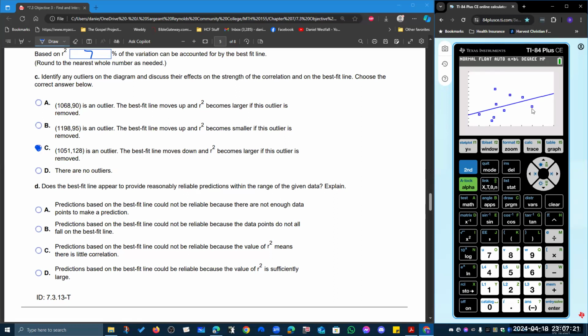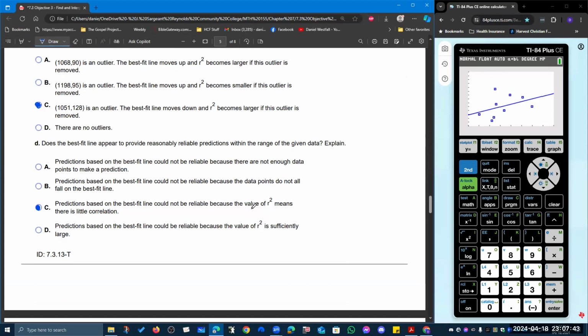So does the best fit line appear to provide reasonably reliable predictions within the range of the given data, and explain? No, it does not. Predictions based on the best fit line could not be reliable because the value of R squared means there is little correlation, just because R squared is so small. Even when we remove the outlier, R squared is still too small to have any reliable predictions.